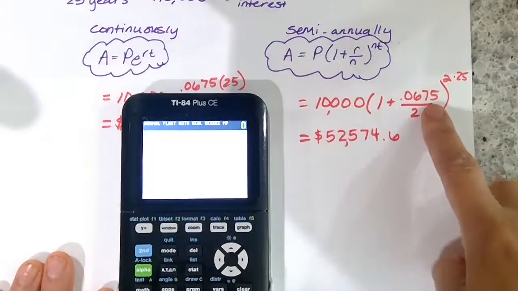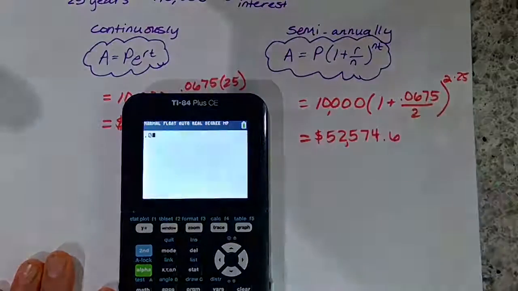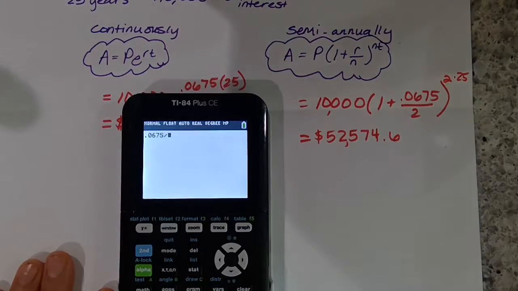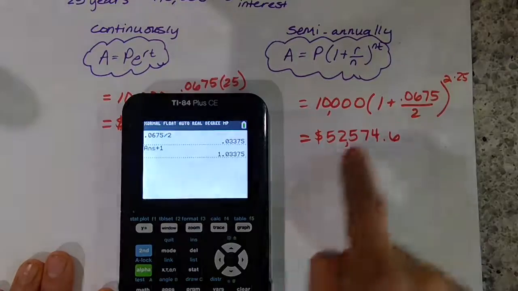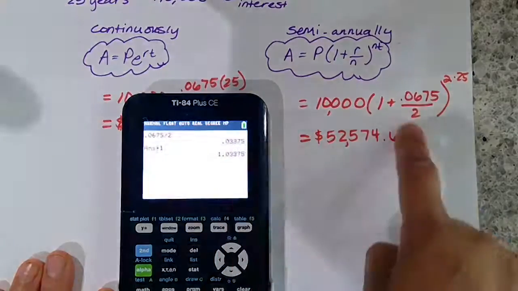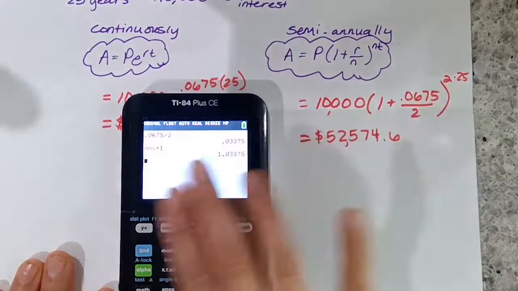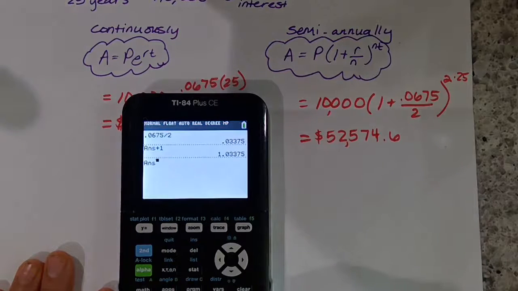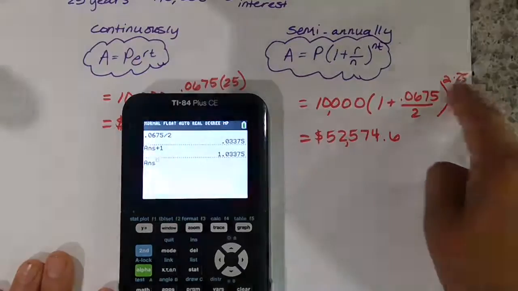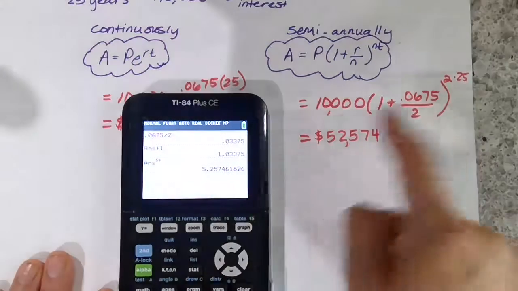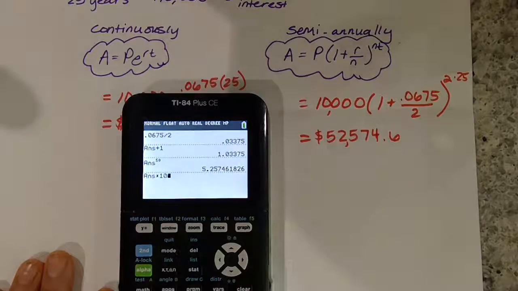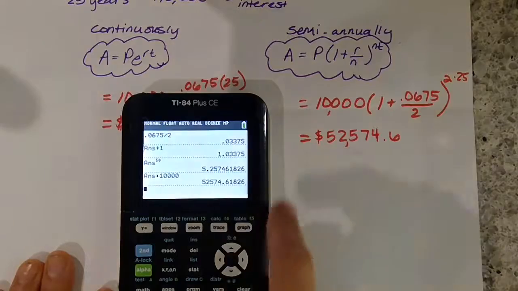So let me do that again. So first do this part, 0.0675 divided by 2. Add 1 to it. So now in here you have 1.03375. Keep that number. Don't round it. Just leave it in there. Raise it to the, well, you know, that's 50. So I have that. And then the last thing I'm going to do is multiply it by that 10,000. All right, and I got the same.